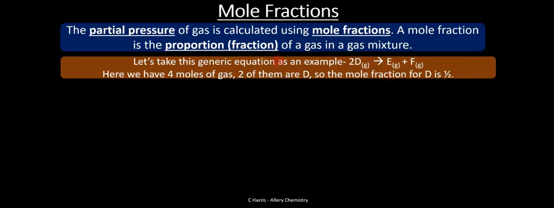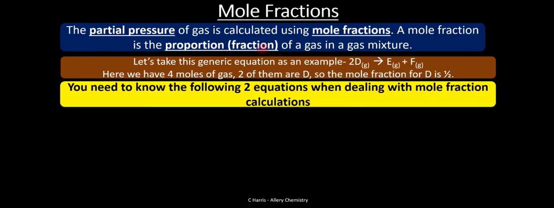So that's the mole fraction. So we're saying, what is the proportion of the molecules of D as a fraction of the total molecules that are there? So we have a total of 2 here, plus 1, we have a total of 4, and we have 2 of D, so 2 out of 4 reduced to 1/2.